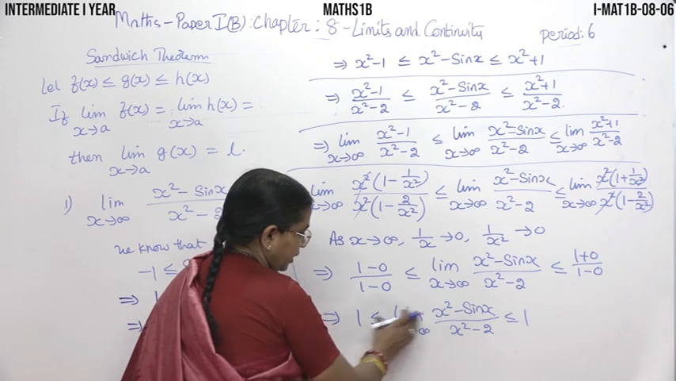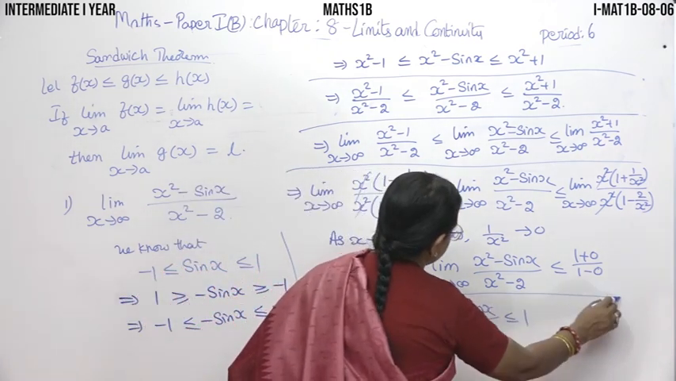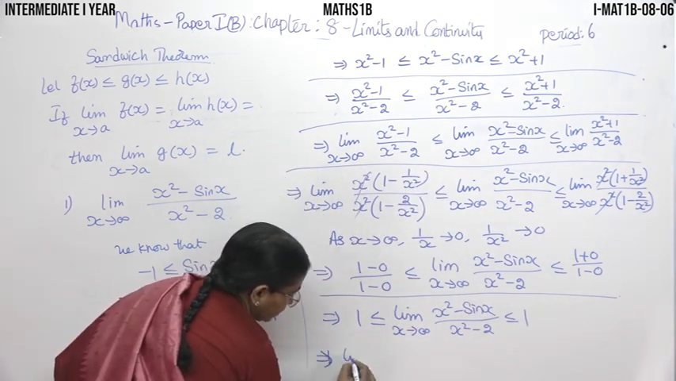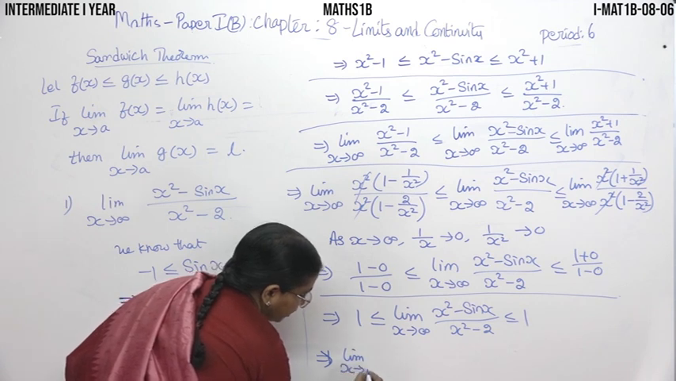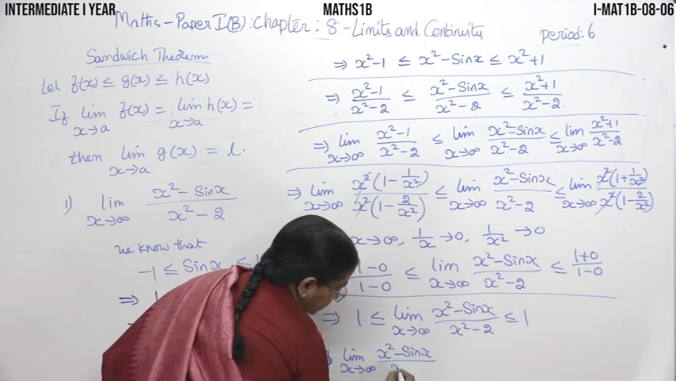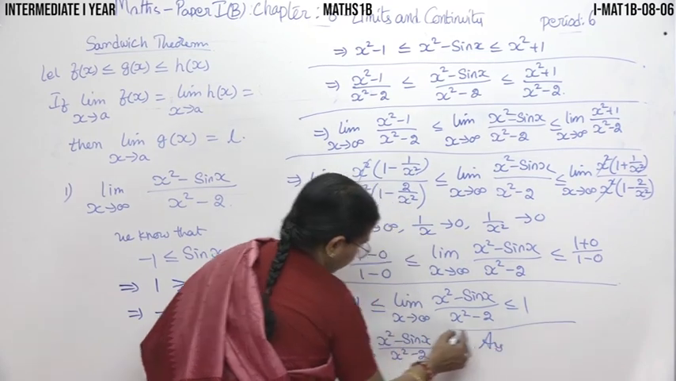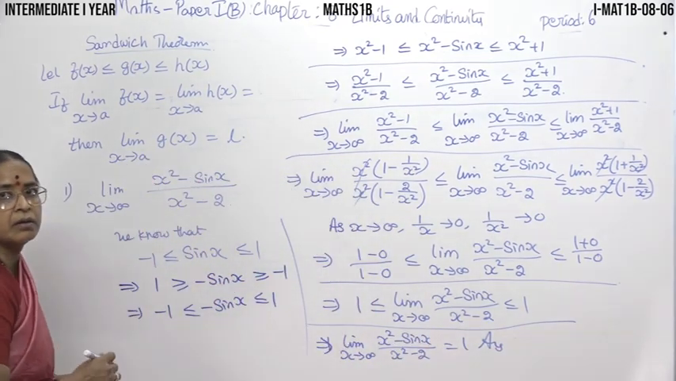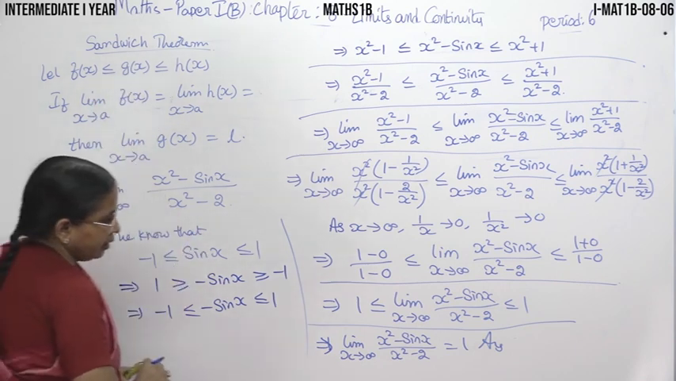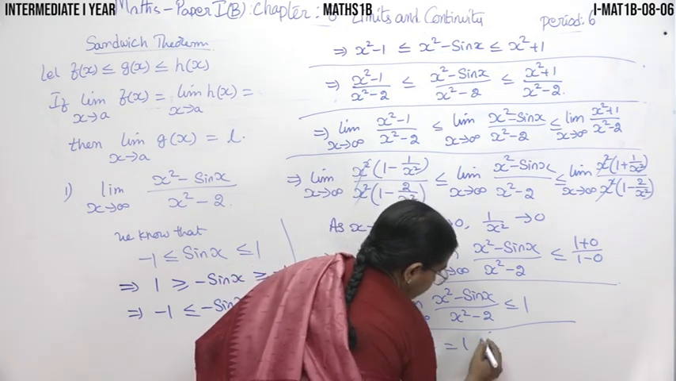So that means this limit lies between 1 and 1. It lies between 1 and 1. So its value is equal to 1. So the limit as x tends to infinity of (x square minus sin x) by (x square minus 2) is equal to 1. That is how we do this problem. Okay, so this is the method. So you will write is equal to 1, according to the sandwich theorem.